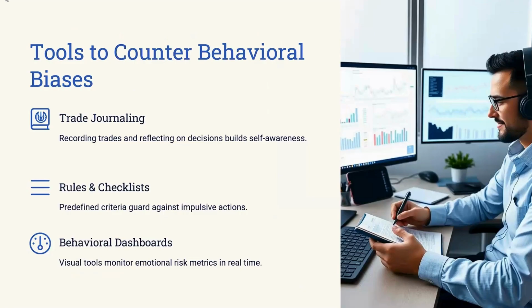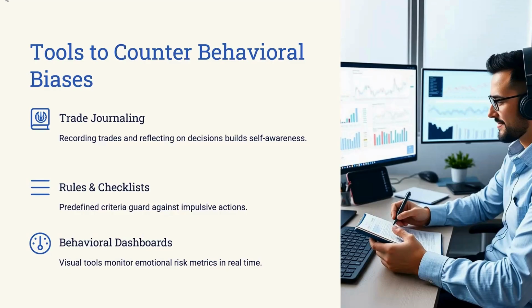The next slide is tools to counter behavioral biases. This slide introduces the concept of tools designed to help investors make more rational decisions by counteracting common psychological pitfalls. Real world example, imagine an investor who tends to panic sell during a market downturn. This is the behavioral bias of loss aversion.